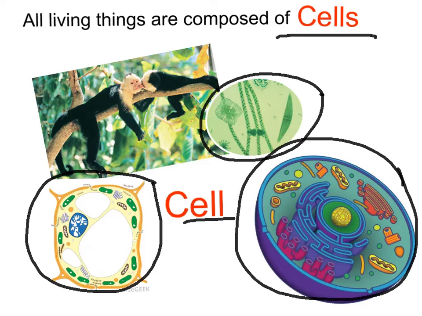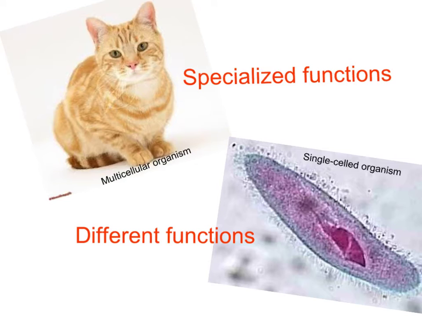Cells regularly look different from other cells depending on the type of cell they are. As we continue to study cells, we find that some organisms are made up of trillions of cells, like this cat. It's considered a multicellular organism. Those organisms have different kinds of cells that perform specialized functions. Each cell may be responsible for something else in that body.